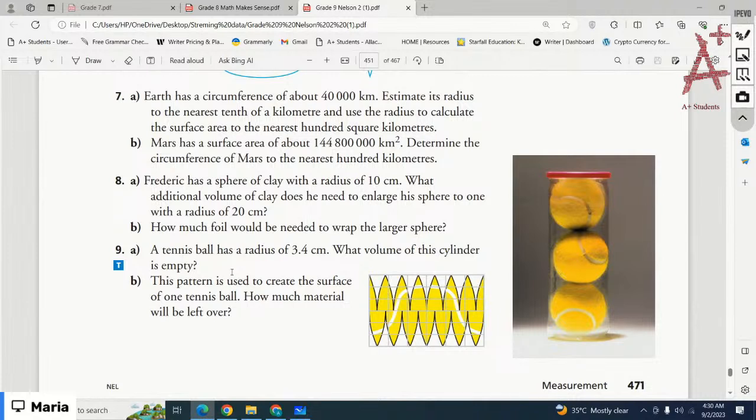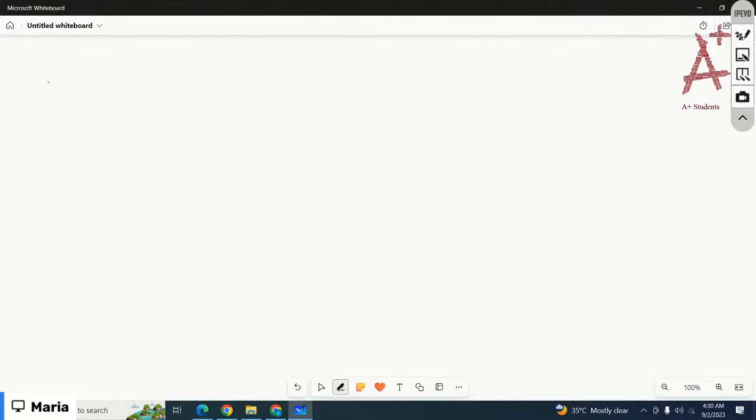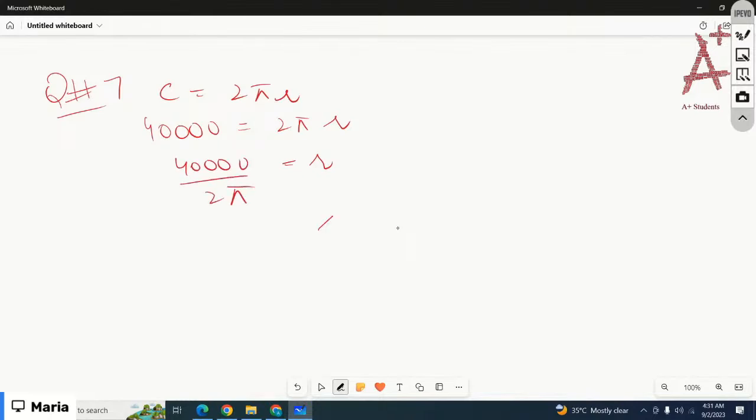Okay, Earth has circumference of 40,000 kilometer, right? So we need to calculate the radius of a sphere from its circumference, right? Circumference is C equals 2 pi r. So you're given circumference 40,000. So r equals 40,000 divided by 2 pi. So r equals 6,366.2 kilometer, right?